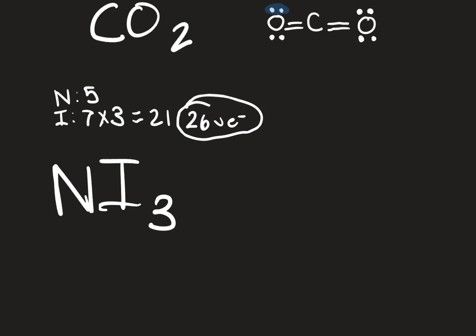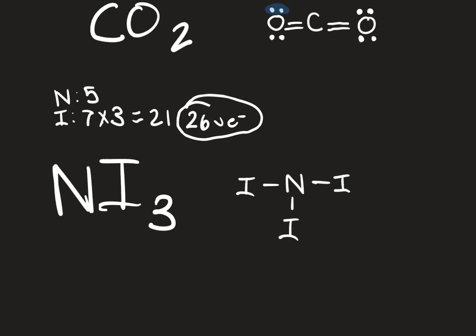Now nitrogen is going to be my center atom because it's not only the first atom in my formula, but it is also the least amount. I have 3 iodines and only 1 nitrogen, so nitrogen is going to be my center atom. Then I'm just going to place my iodines around it. It doesn't really matter where you place them. I try to make it even, but again, it doesn't matter. And then I'm going to single bond them.